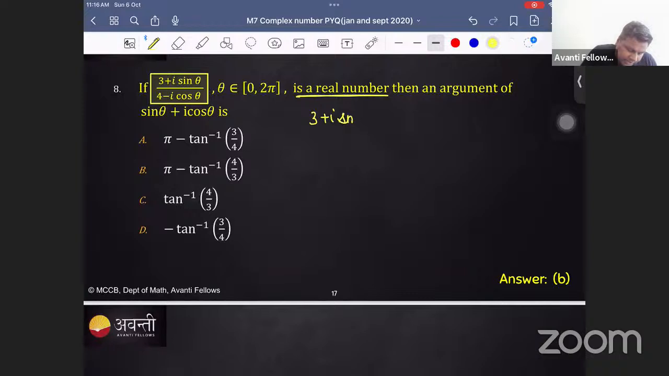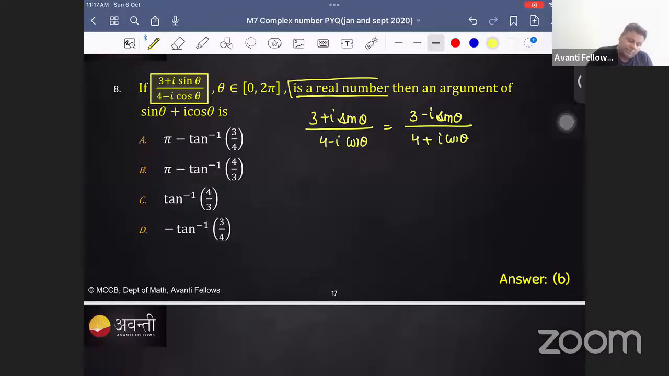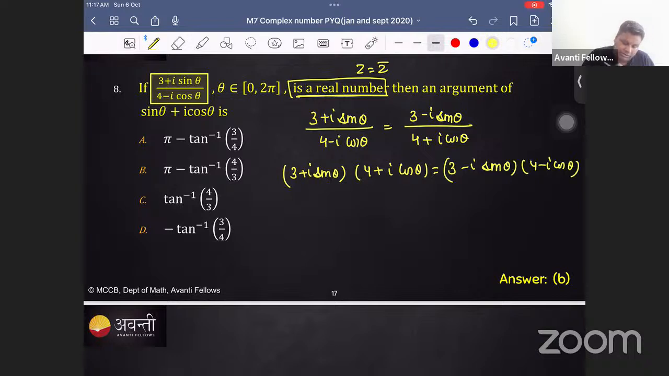If it is a real number, that means it is equal to its conjugate. (3 + i sin θ)/(4 − i cos θ) is (3 − i sin θ)/(4 + i cos θ). If a complex number is purely real, it means it is equal to its conjugate. Got it? Now let's cross multiply it. So it will be (3 + i sin θ)(4 + i cos θ) is (3 − i sin θ)(4 − i cos θ).